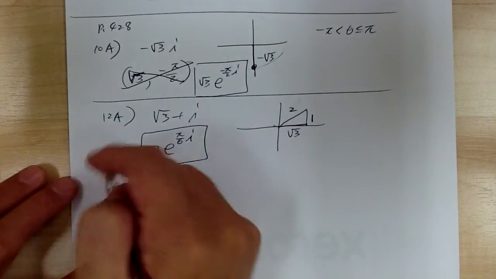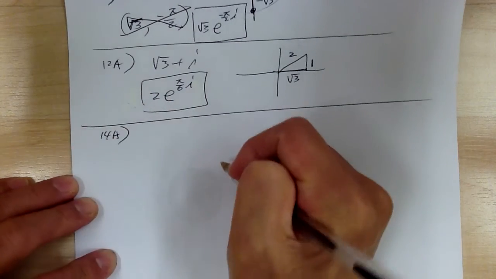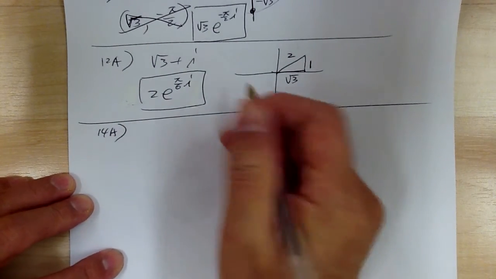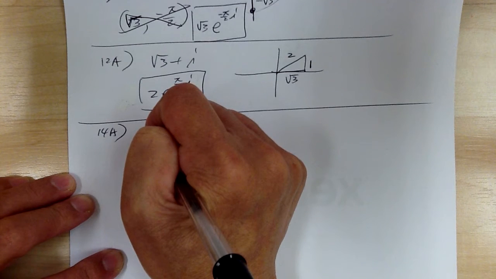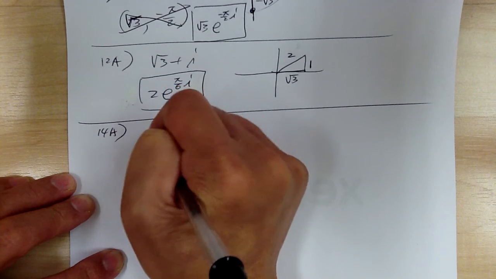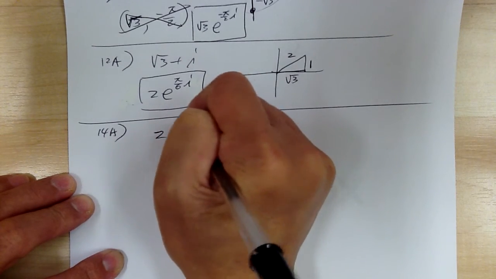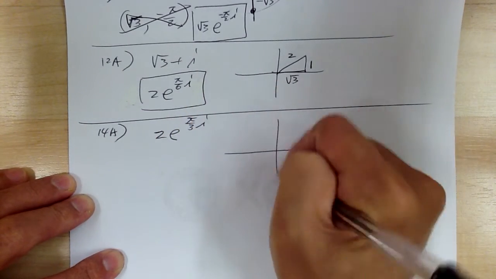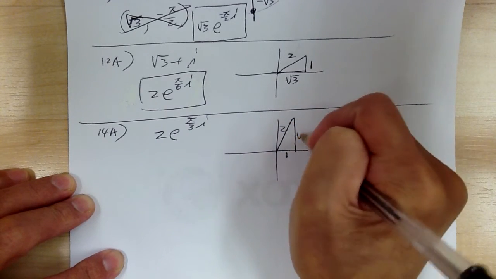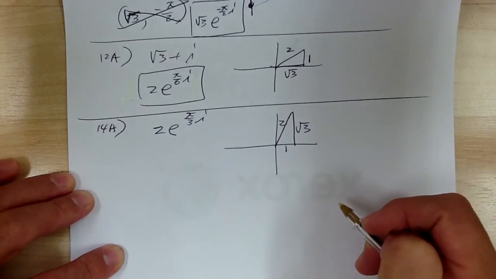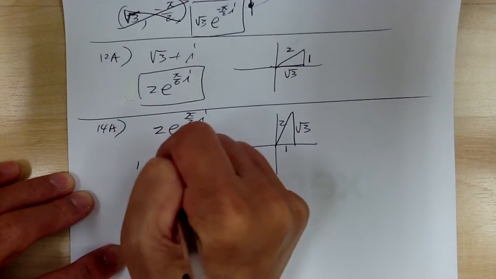Okay, let's go to 14. 14 is backward. You want to go from polar form to rectangular form. So you got 2e to the pi over 3i. So sketch it out. Pi over 3 is up here, and the radius is 2. So this is 1 and square root of 3. So your rectangular form would be 1 plus square root of 3i.